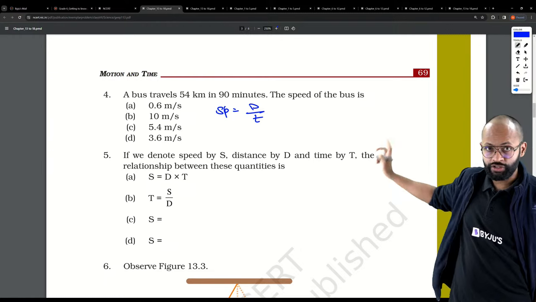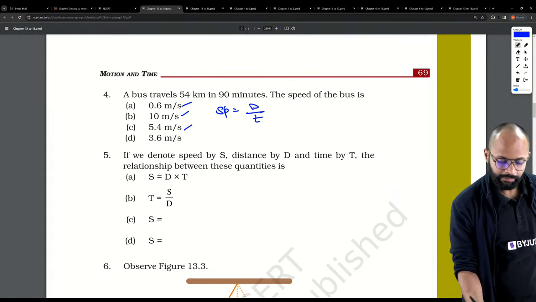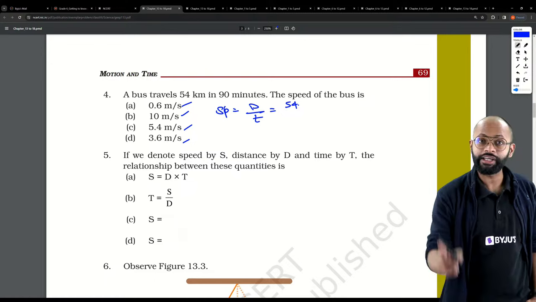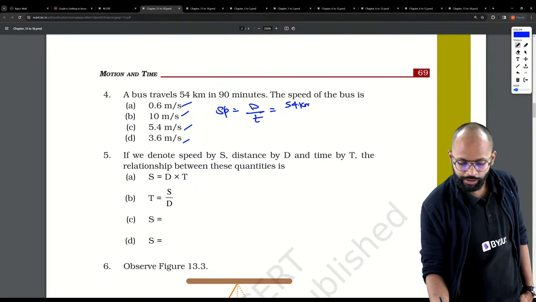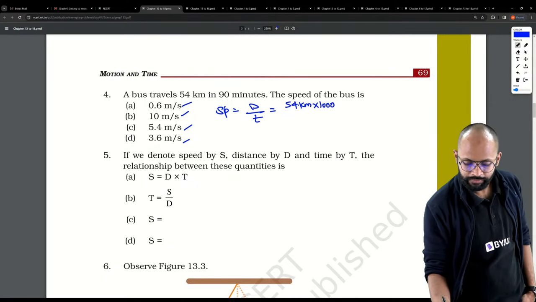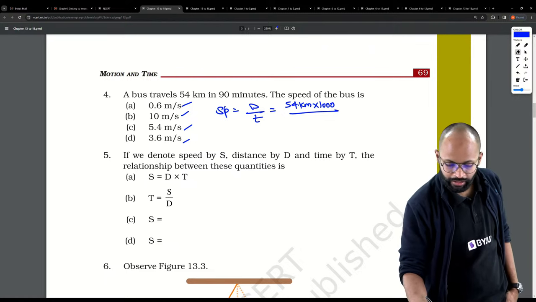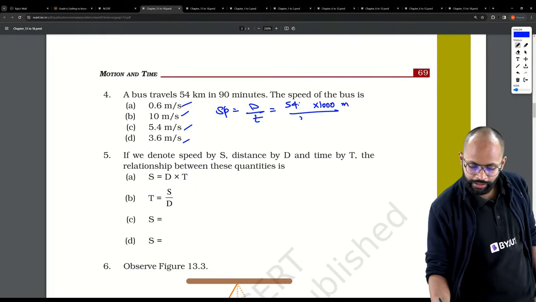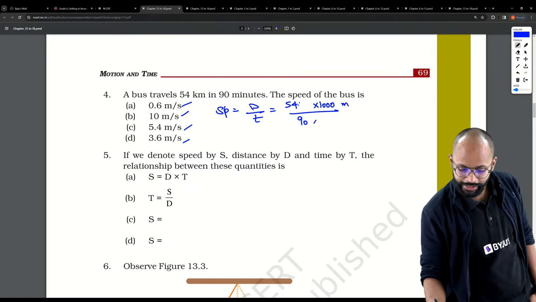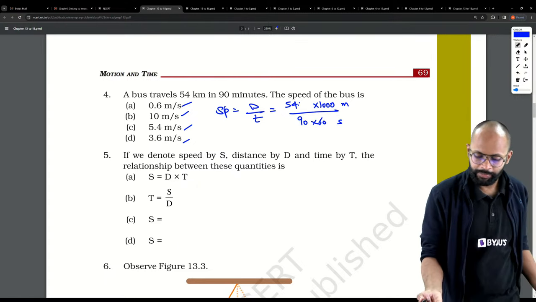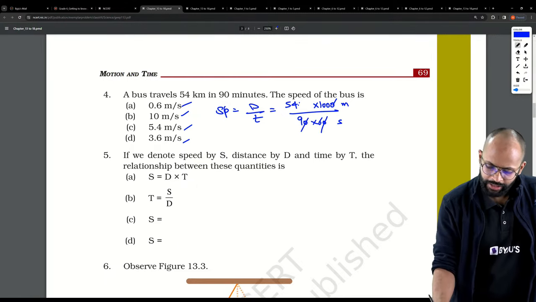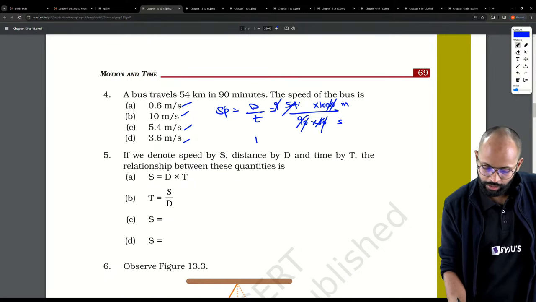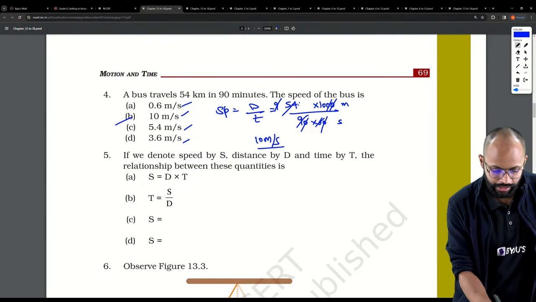But look at the options. Meter per second in all of them. So what do you want? You want 54 kilometers in meters. 54 kilometer multiplied by 1000, then only it will be meter. So this is your meter upon 90 minutes converted into seconds, multiplied by 60. This is seconds. Now what is there to solve? 2 zeros gone, 6 9s are 54, 9 9 is gone, so 10 meter per second is the answer. Correct answer is option B.